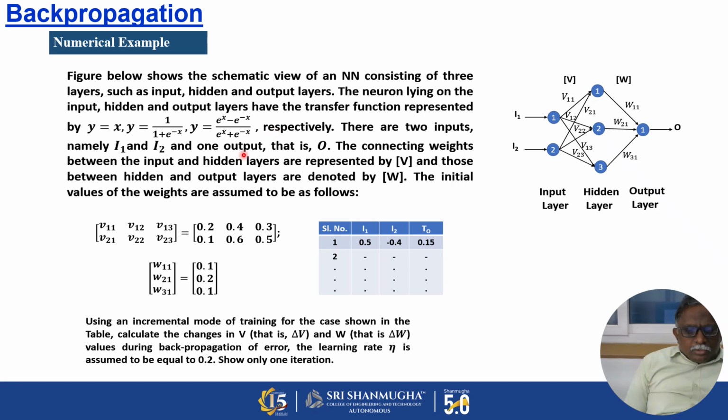The weights between the input and hidden layer are represented by V, and hidden to output by W. This is our initial weight given, and the actual output is 0.15. I1 and I2 are the input features, with values 0.5 and minus 0.4.